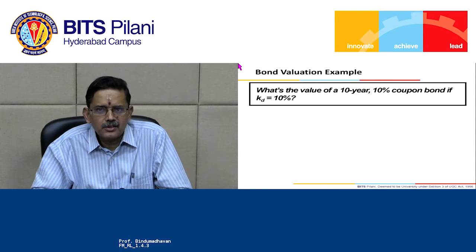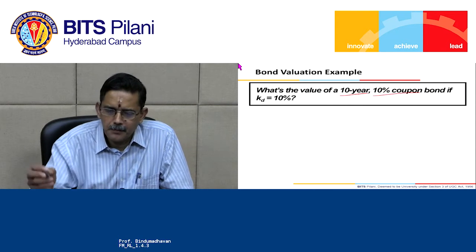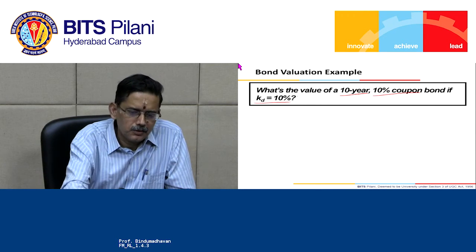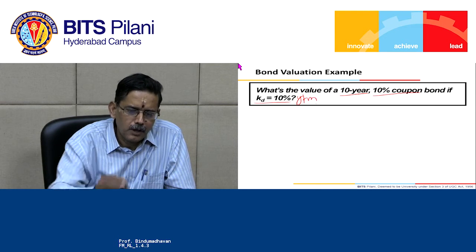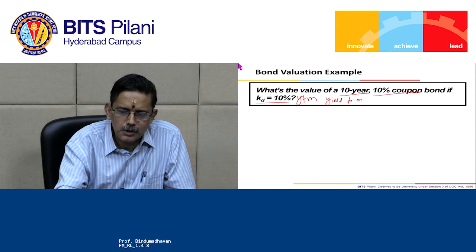Let's try to apply this to an example. We want to value a 10-year bond which is paying a 10% coupon, and assuming that the discount rate is 10%. This is also called YTM, or YTM stands for yield to maturity.